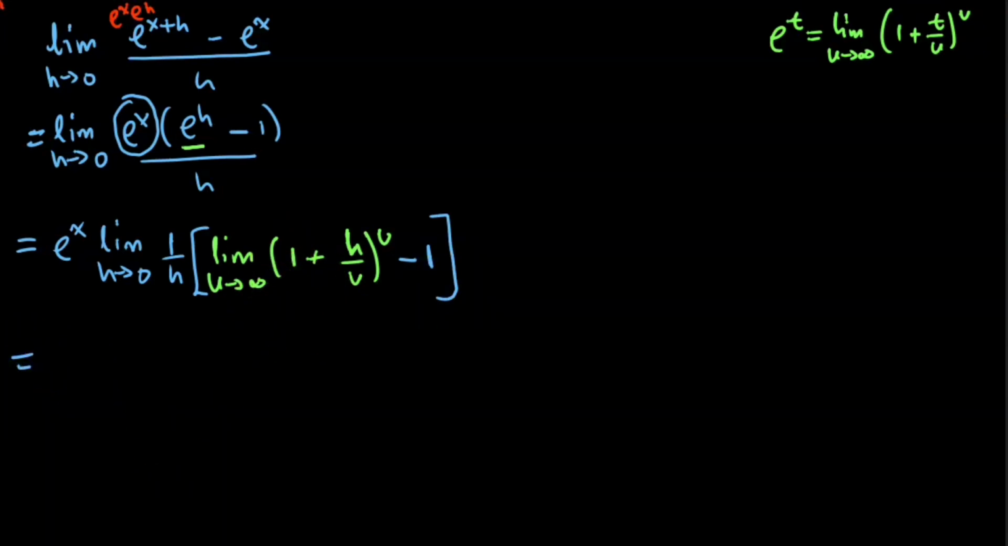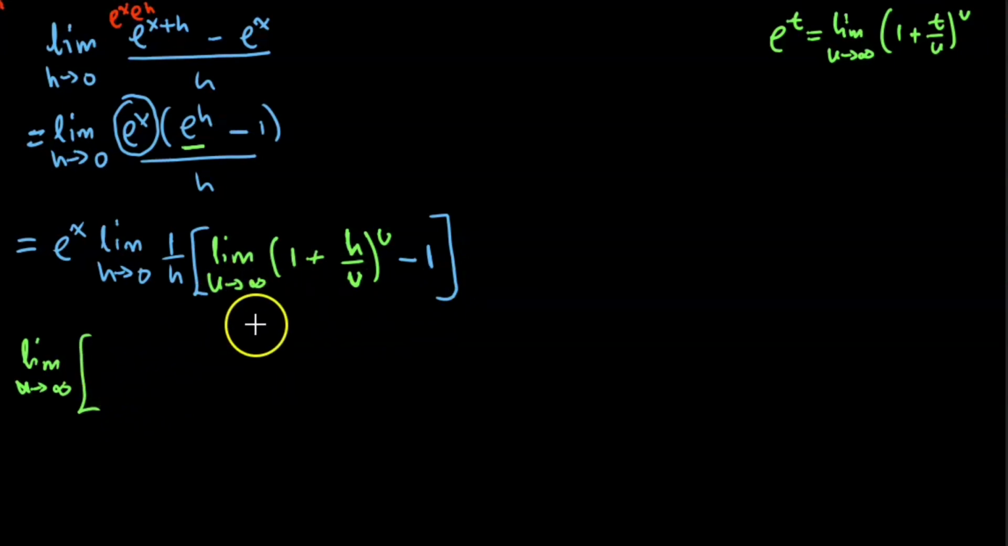Well, I'm going to work out the limit. I'm going to work this inside out. So this limit as u tends to infinity of this inside. You notice that in here we have this binomial, 1 plus h over u, raised to the power of u. So we're going to expand this binomial using the binomial theorem, and then we're going to try to simplify things and see what we have from there.